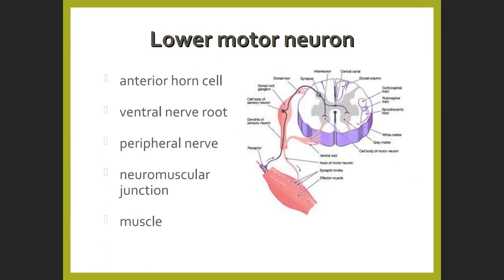The lower motor neuron, on the other hand, starts in the spinal cord at the anterior horn cell, leaves via the ventral nerve root, and meets the sensory nerve in the peripheral nerve. Then you get to the neuromuscular junction and muscle. So anywhere from anterior horn cell to muscle is lower motor neuron. You can slow me down, ask me questions if you need to.